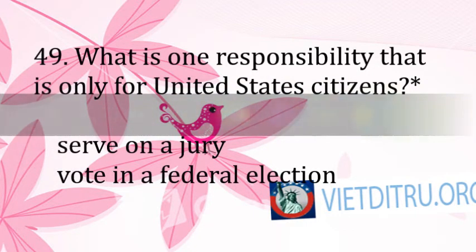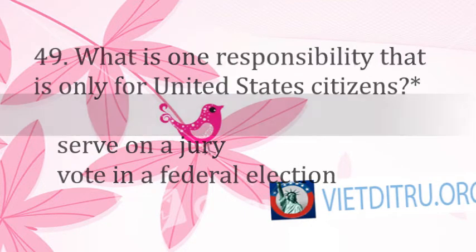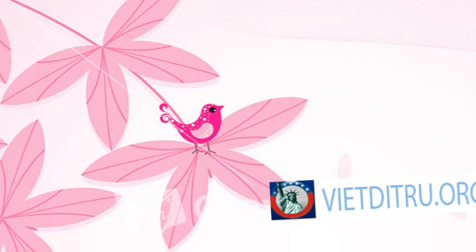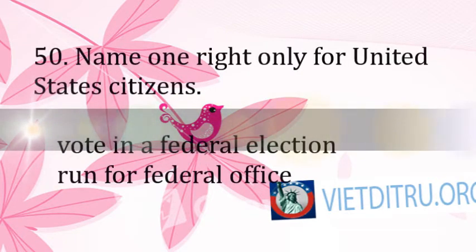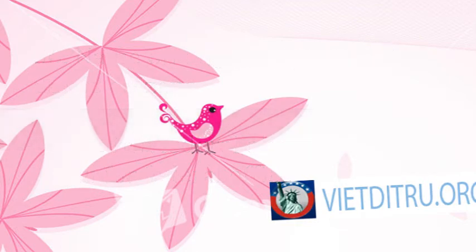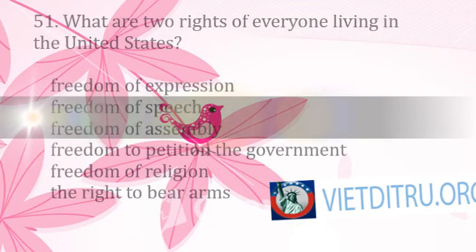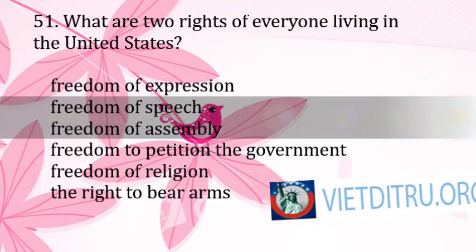What is one responsibility that is only for United States citizens? Serve on a jury. Vote in a federal election. Name one right only for United States citizens. Vote in a federal election. Run for federal office. What are 2 rights of everyone living in the United States?